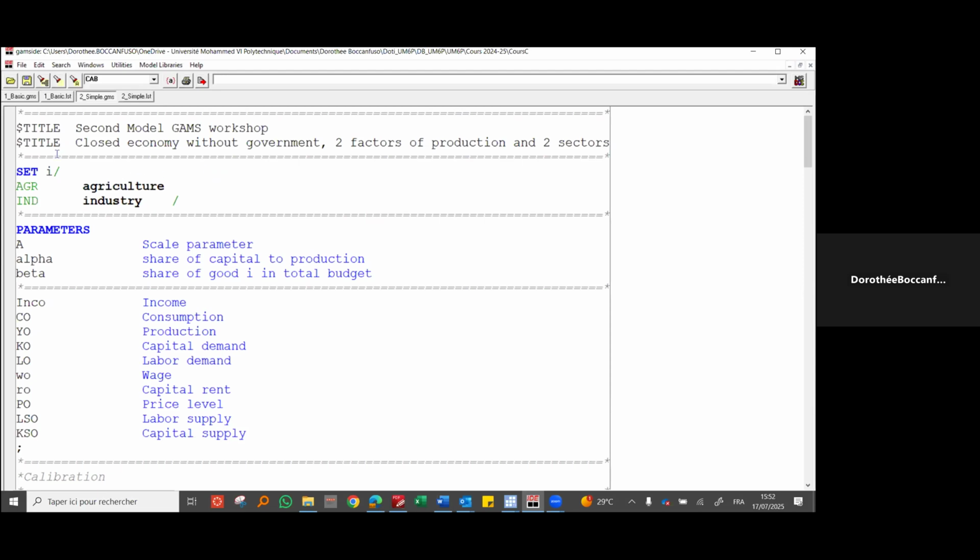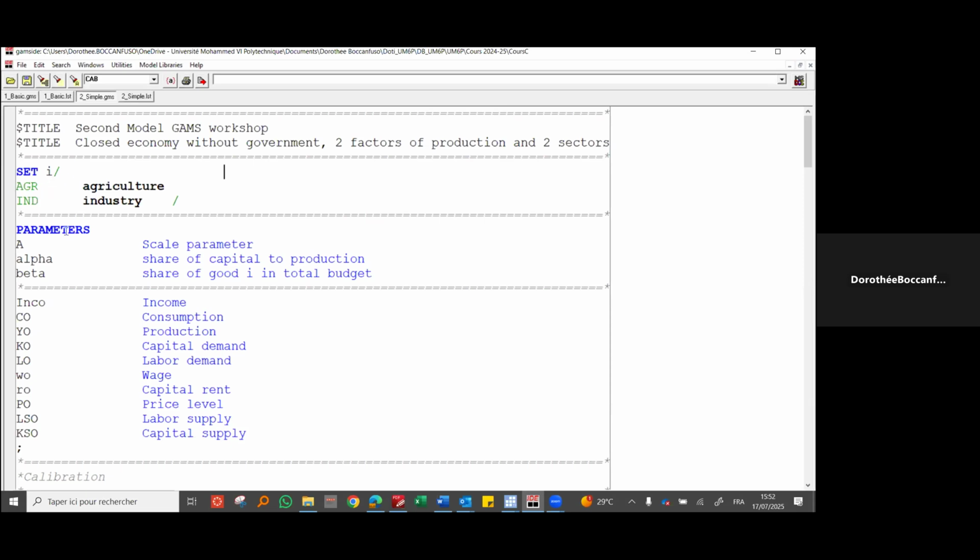Then we declare a set. Here, I keep the sectors of the model that the code was developed by Shahir. I precise, this is not my code. I rearranged the program, but the code is developed by Shahir. Then here we have two sectors, agriculture and industry.